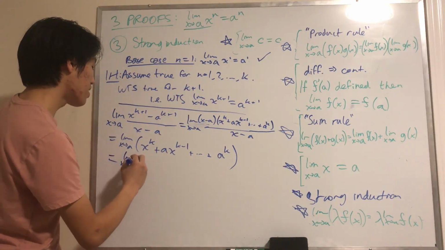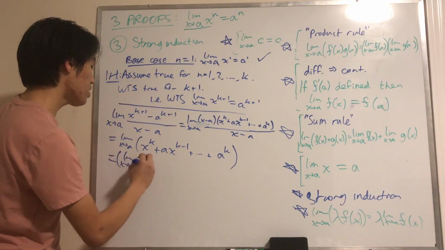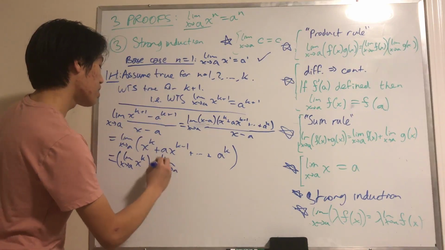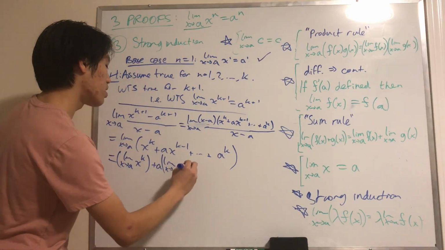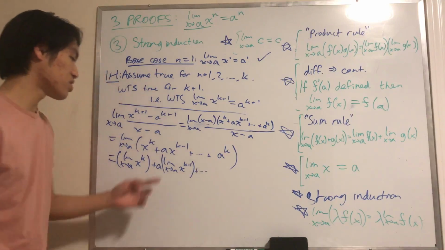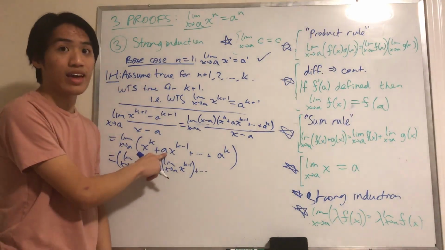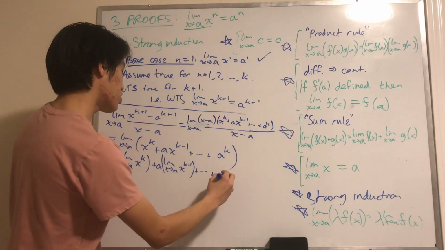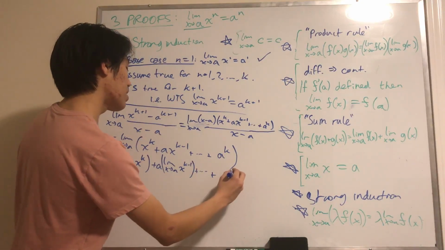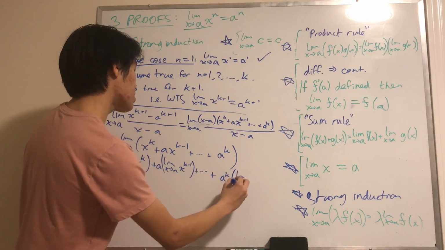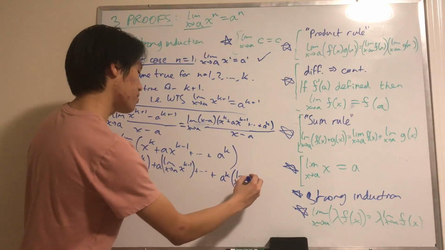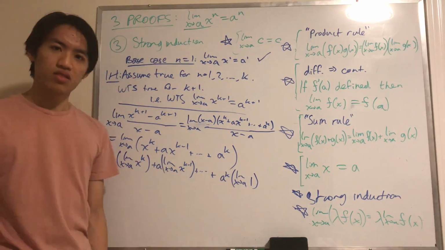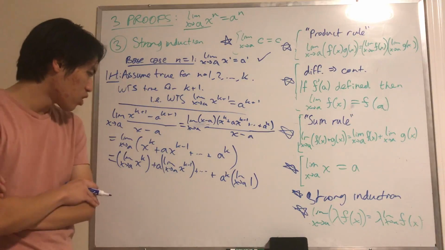So by linearity of the limit, we can split this up and rewrite it as limit as x goes to a of x to the k plus a times the limit as x goes to a of x to the k minus 1, and then plus the values in the middle. The point is we're always pulling away the a and we're leaving the x inside the limit. The last term here becomes nothing more than a to the k times the limit as x goes to a of 1. Looks good, right? What now?